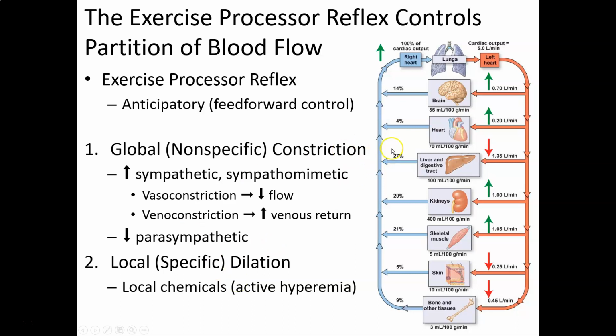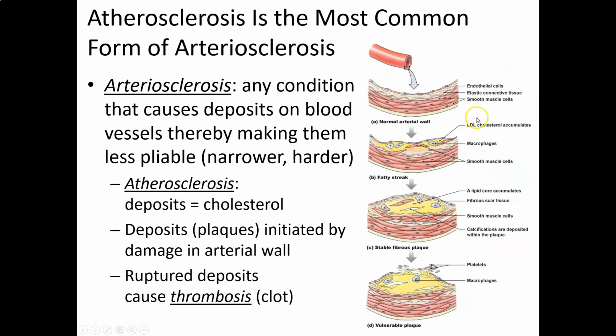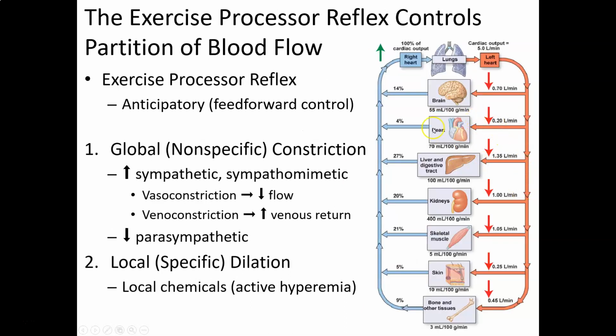Right, so the exercise pressor reflex helps to partition blood flow. Right here, we're looking at a cardiac output of about 5 liters per minute. Remember, the cardiac output on average is about 5.5 liters per minute, which is equal to our blood volume, which is also about 5 to 5.5 liters. So we actually turn over our blood volume on average once a minute.